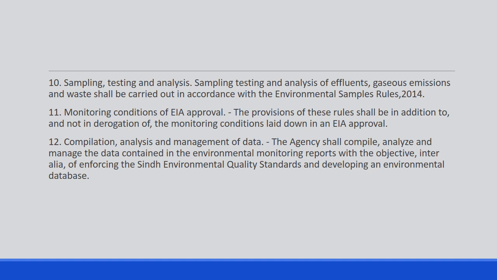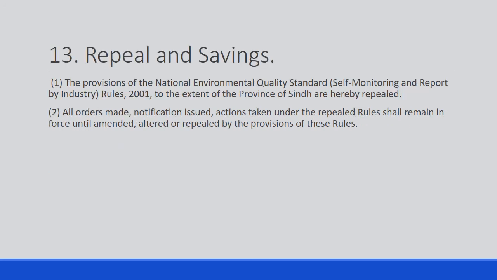Rule 11 specifies that the provisions of these rules shall be in addition to the monitoring conditions laid down in an EIE approval, and Rule 12 specifies the agency shall compile, analyze, and manage the data contained in the Environmental Monitoring Report to enforce the Sindh Environmental Quality Standards and develop an environmental database for future purposes. Section 13 repeals the Self-Monitoring and Reporting by Industry Rules 2001 to the extent of the province of Sindh.